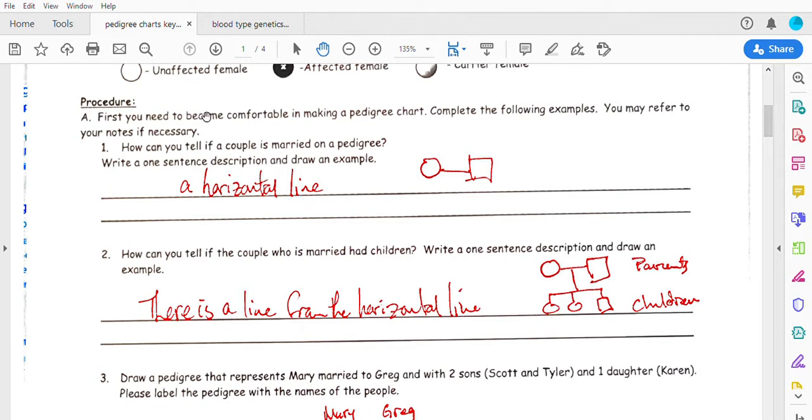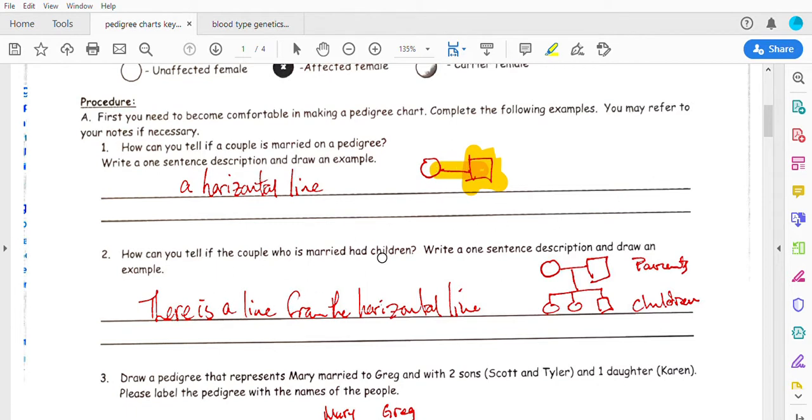So first of all, you need to become comfortable in making a pedigree chart. How can you tell if a couple is married? Well, remember, a circle represents a woman, and a square represents the male. A line between them tells us that they're married.